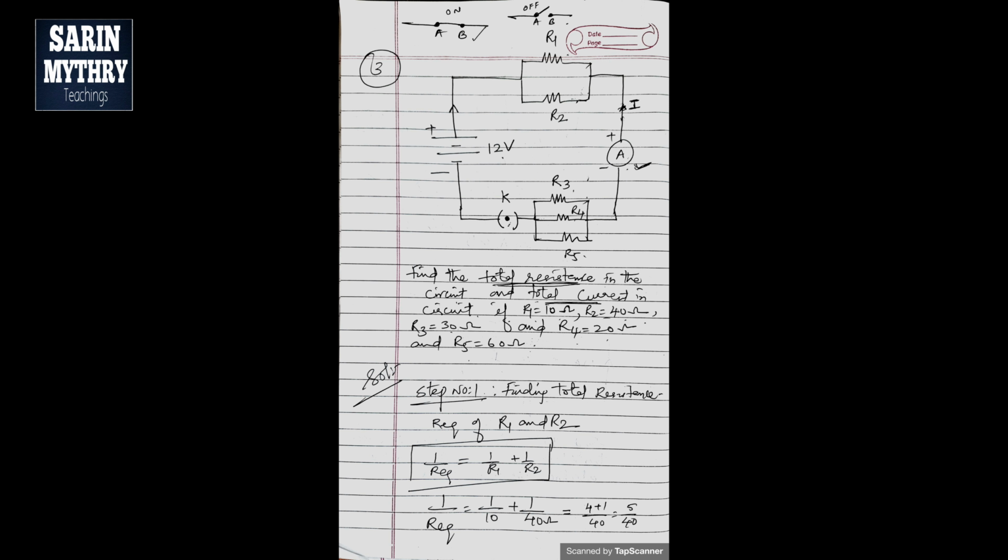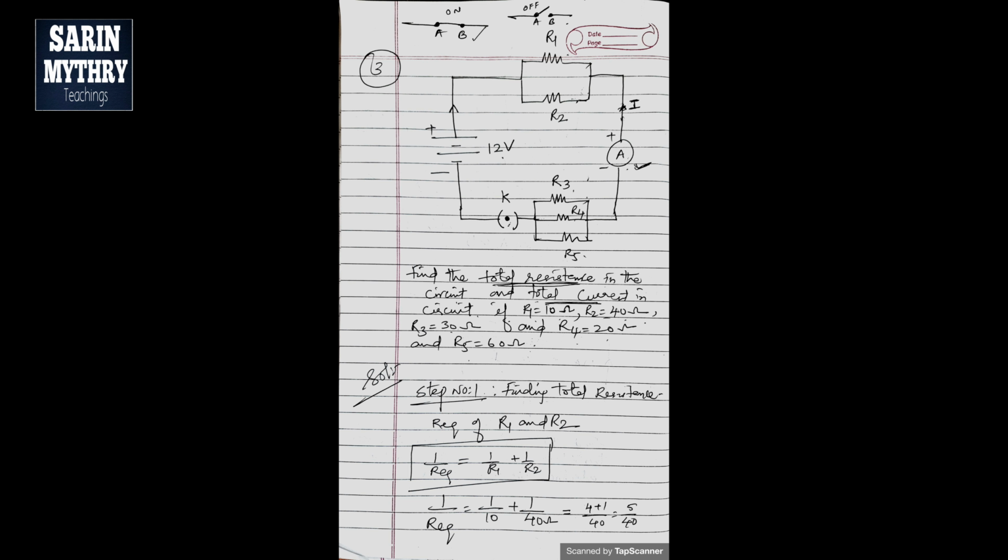How can it be identified as a closed switch? If a dot is there, it's a closed switch. You can see the notation on the top of the circuit. If A and B are connected, the connection is on, and if A and B are not connected, it's an off switch. So the key here is a connected switch, it's an on switch. Then as per this numerical, you are supposed to find out the total resistance and total current.